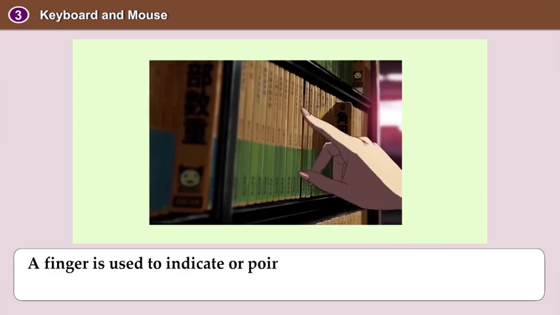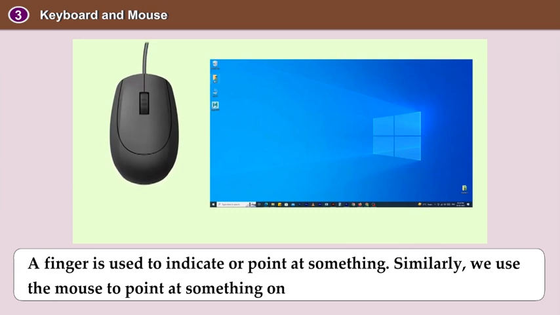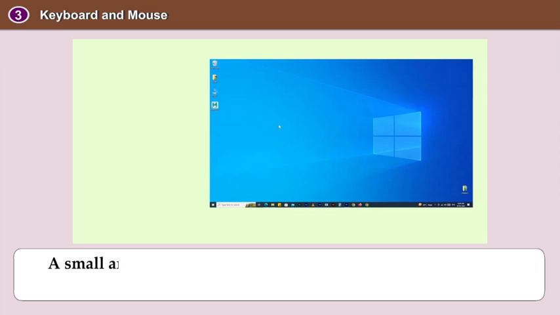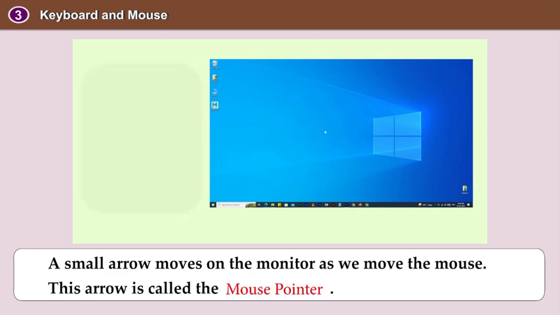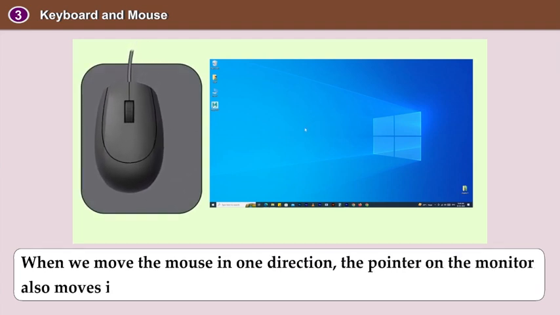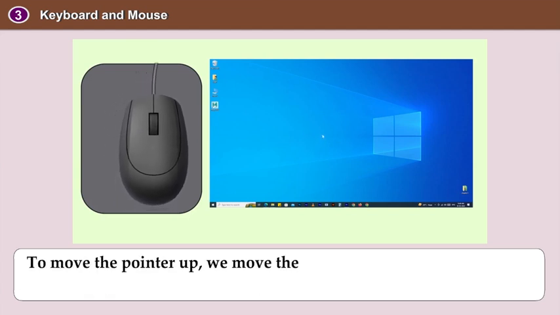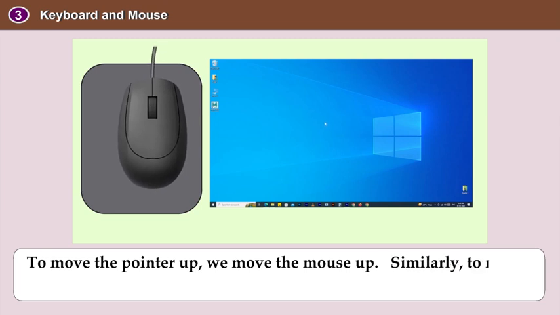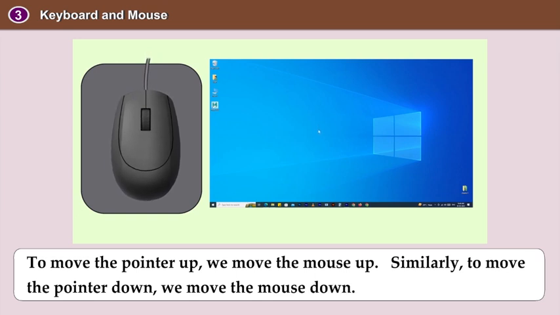Mouse pointer. A finger is used to indicate or point at something. Similarly, we use the mouse to point at something on the monitor. A small arrow moves on the monitor as we move the mouse. This arrow is called the mouse pointer. When we move the mouse in one direction, the pointer on the monitor also moves in the same direction. To move the pointer up, we move the mouse up. Similarly, to move the pointer down, we move the mouse down.